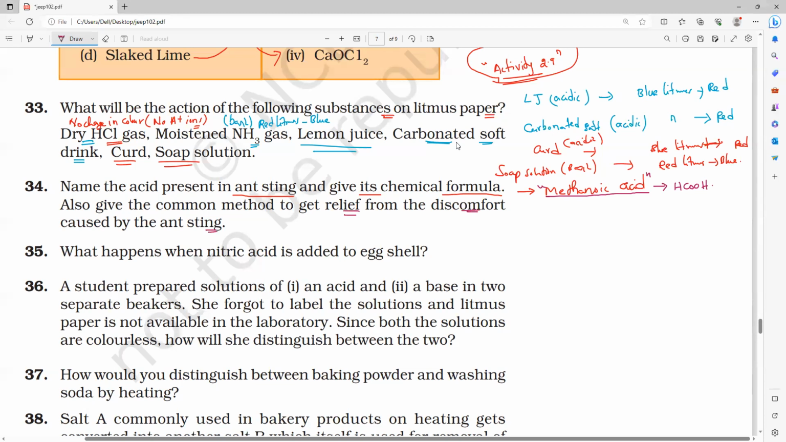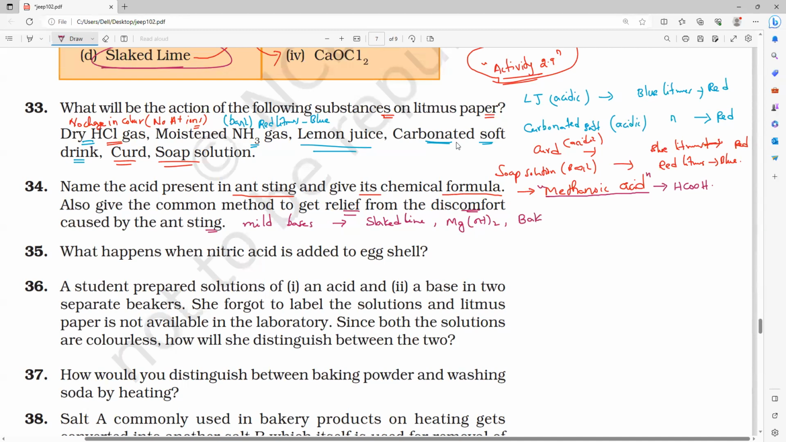Anybody? Baking soda. Yes. So we can add any kind of mild bases. What is an example of a mild base? We can get relief by mild bases. Just now we have done one mild base. Calcium hydroxide, slaked lime, is one of the mild bases. Next, milk of magnesia is one of the mild bases.